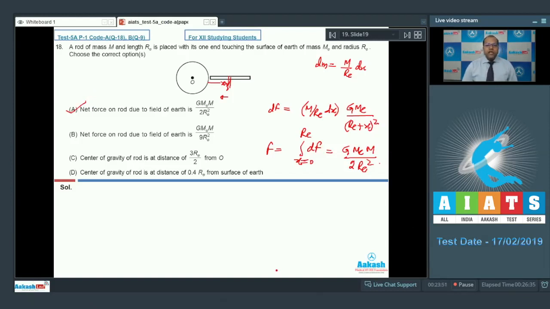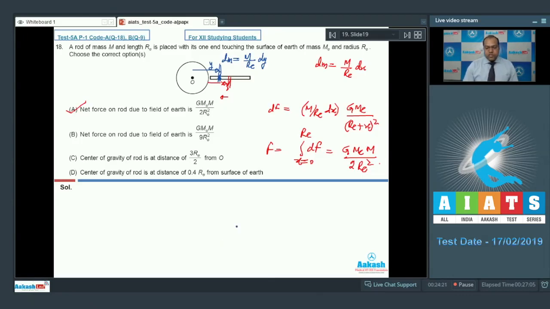Now we have to check the validity of options C and D. In options C and D, it is asked about the center of gravity of the rod. So in order to calculate the center of gravity of the rod, I am measuring the distance y from the center of the rod. So at a distance y, I am considering another element of mass dm, which is m by Re into dy. So this separation is dy.